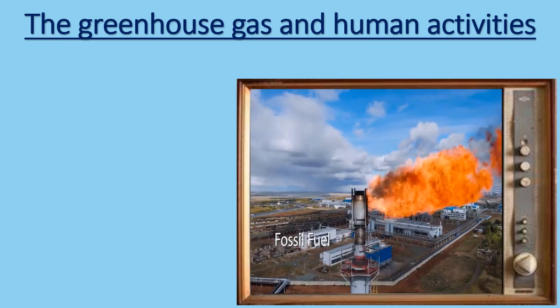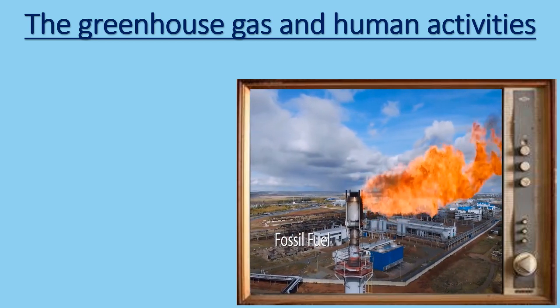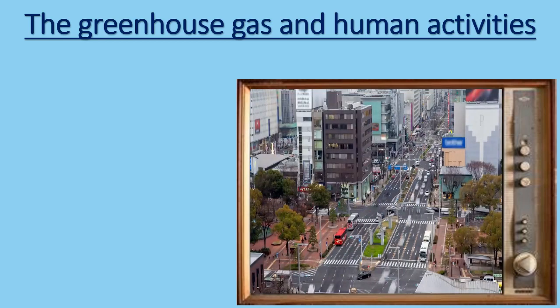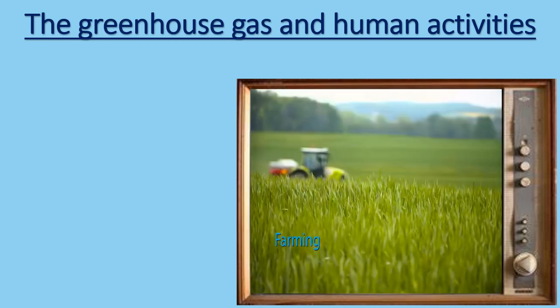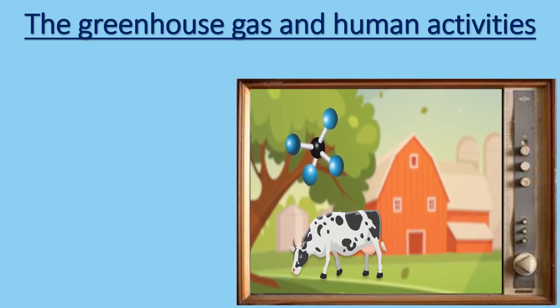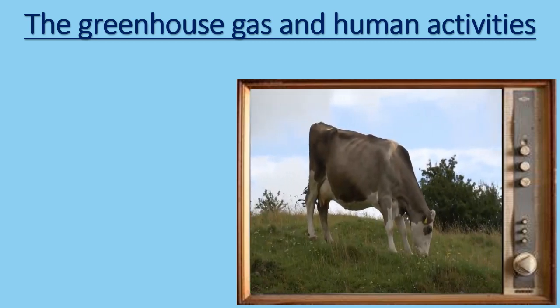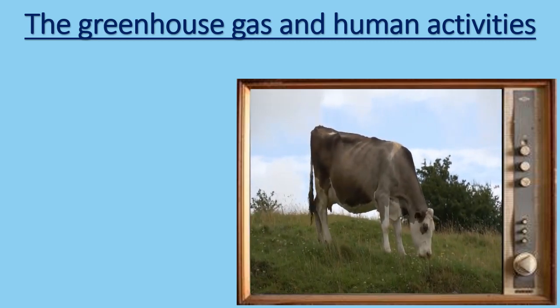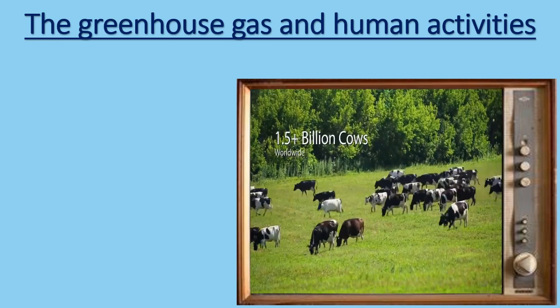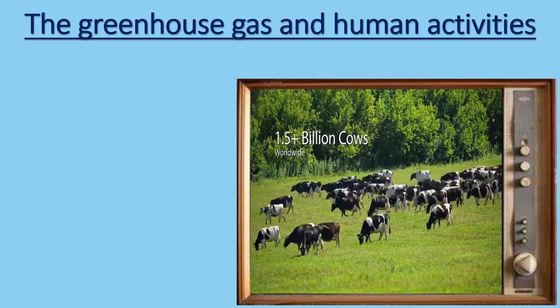Actually, the main source of carbon dioxide emissions is the use of fossil fuels for energy, transportation, and industrial processes. Deforestation, agriculture, and livestock farming are other major contributors to methane emissions. Nitrous oxide emissions are mostly caused by industrial activities and the use of fertilizers.